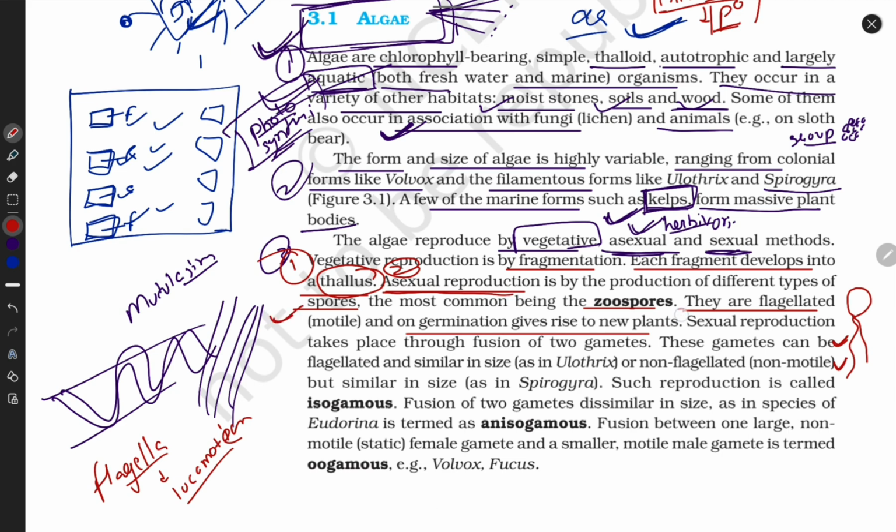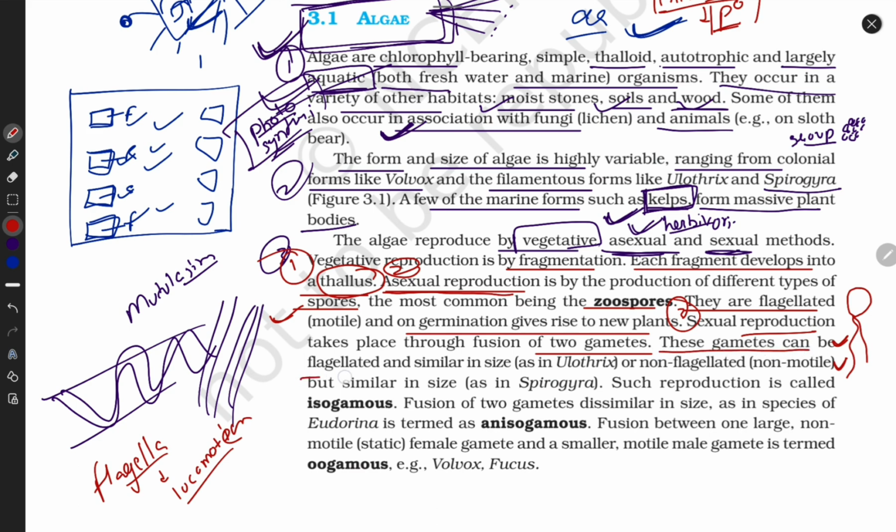So asexual reproduction is done by zoospores. Now let's talk about the third, sexual reproduction. This reproduction is done by gamete fusion. Male has a male gamete, female has a female gamete. But in algae, there is no differentiation of which one is male and which one is female. So if they are motile, take them as one group; if non-motile, take them as another group.